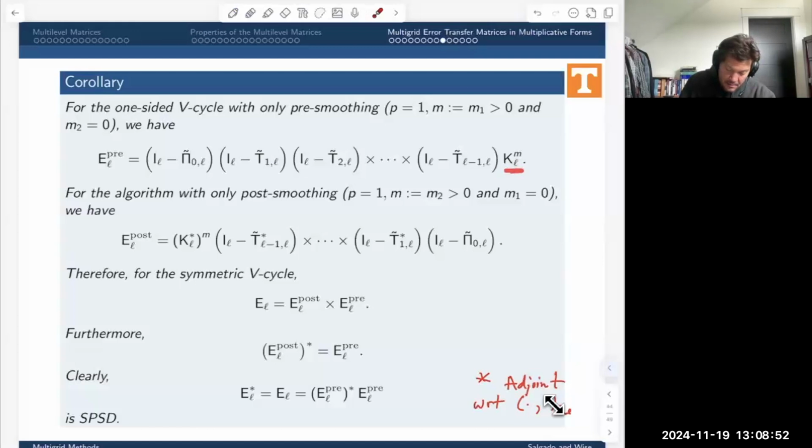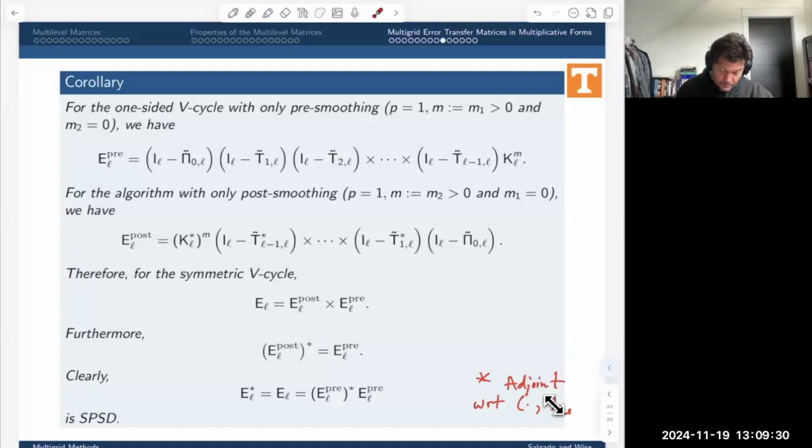So each one of these has a correspondent. This is the adjoint of this, and all the way down until we see that this is the adjoint of this. And this always is self-adjoint. So EL post star is equal to EL pre. Pretty easy to see that, at least I hope it is. Just keep in mind that the adjoint operator has the same properties as the transpose does. If you take the adjoint of a product, it's the product of adjoints, but in reverse order.